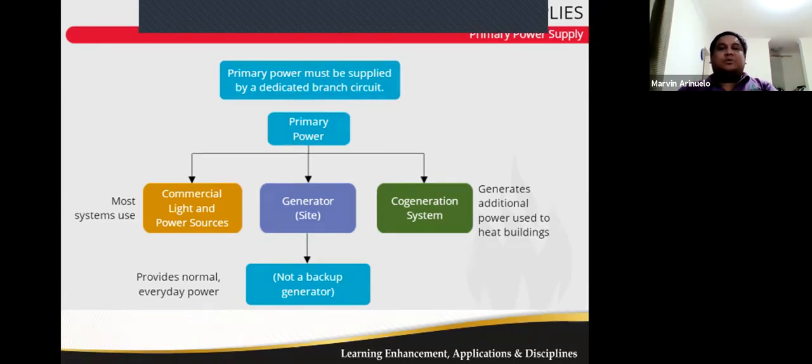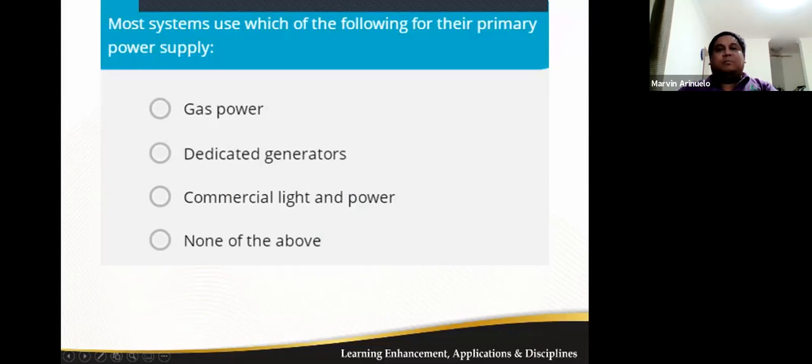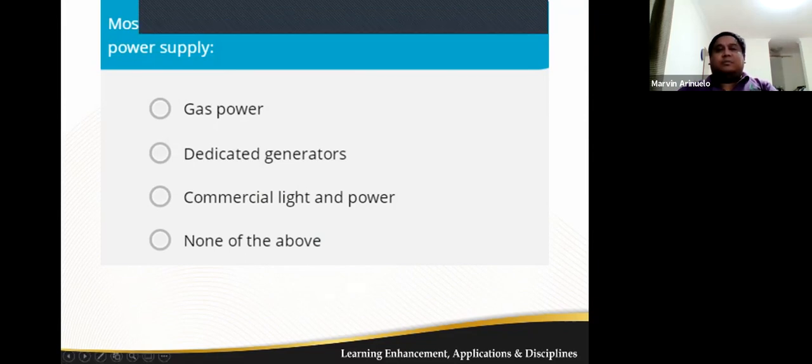Most systems use which of the following for their primary power supply? And the obvious answer is the commercial light and power.